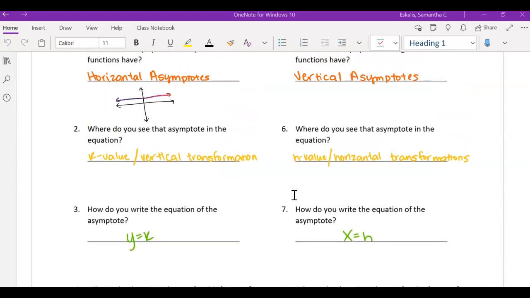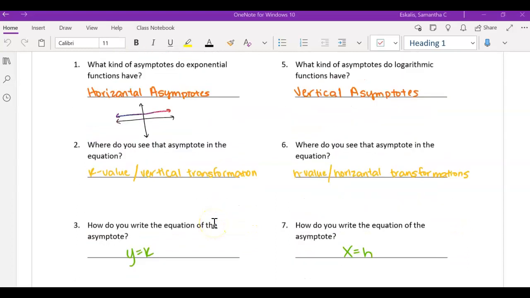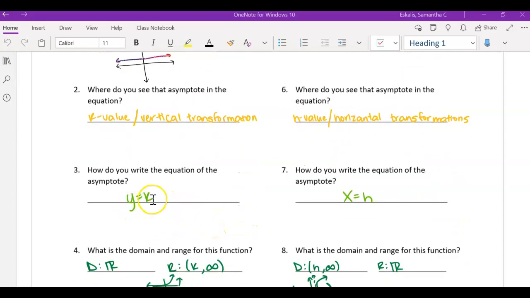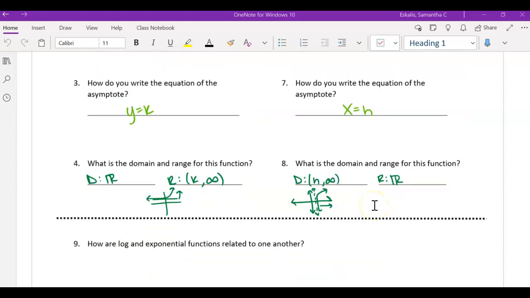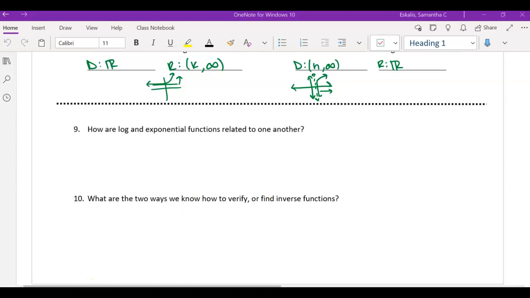So as we can see, all of our log and exponential functions are exactly opposite of each other, right? We've got horizontal asymptotes versus vertical asymptotes, the k value versus the h value, y equals k versus x equals h, and then the domains are exactly flipped of each other. So what does that mean for their relationship with each other? It means that they are inverse functions. So a log is an inverse of an exponential and vice versa.